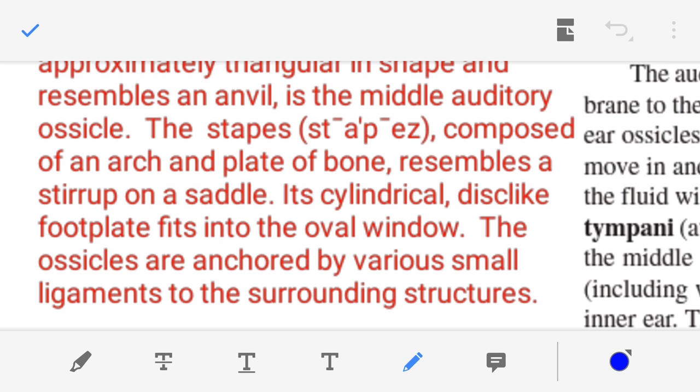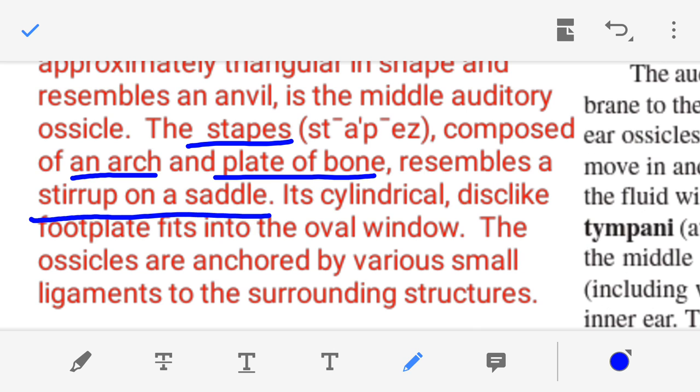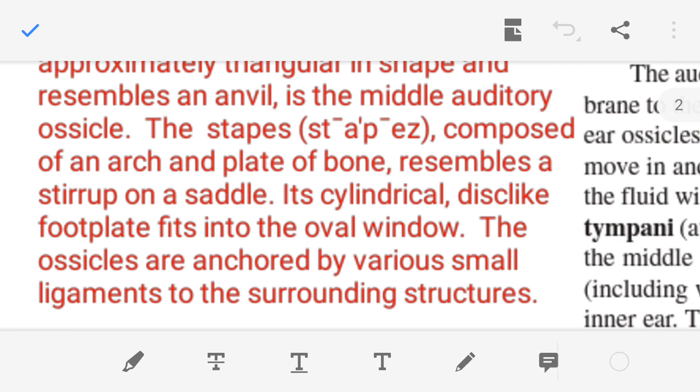So stapes is composed of an arch and a plate of bone. In stapes, the arch is there and the plate of bone is present. Stapes looks like a stirrup on a saddle. I have already explained what a saddle is in our joint lecture. So the stapes resembles a stirrup on a saddle.